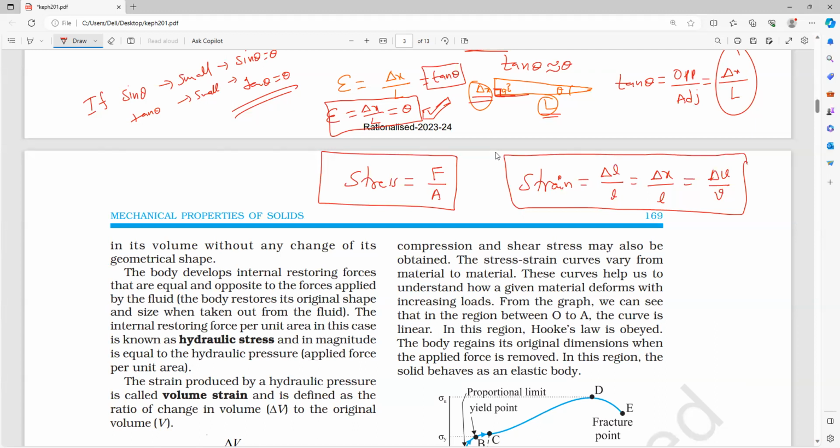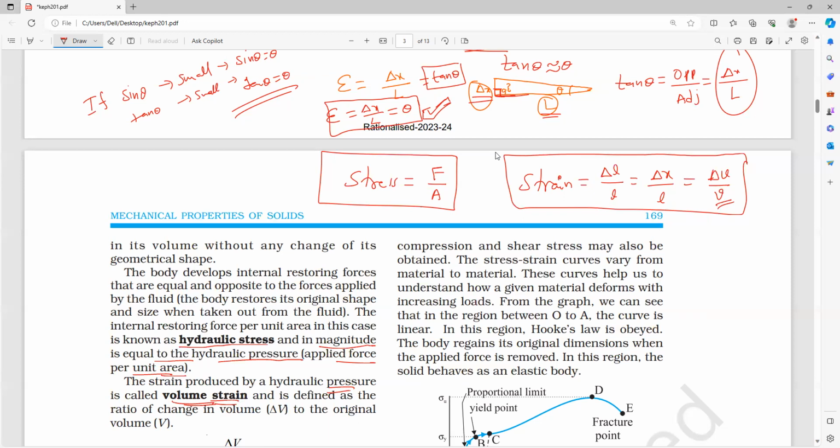So I hope you all understand. Anybody having any doubt, you can ask me. Even volumetric strain we can also call hydraulic stress. So please remember, the magnitude is equal to the hydraulic pressure applied, force per unit area. So hydraulic stress we can also say is volumetric strain. So please note that, everybody.